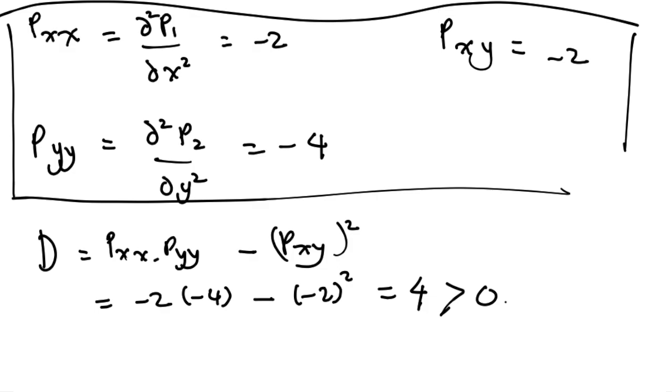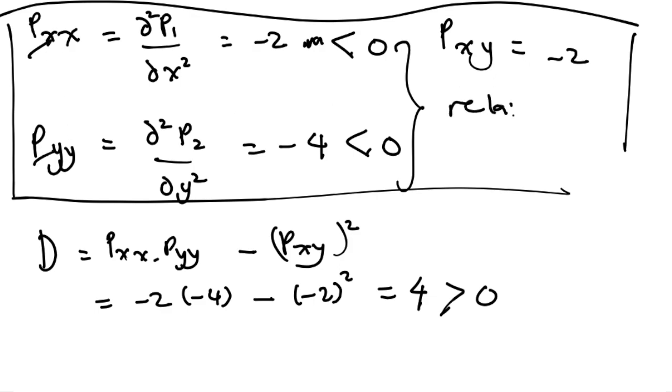Therefore, we can check whether it's relative maxima or relative minima. It's not a saddle point because D is greater than 0. When D is greater than 0, then we check pxx, we check pyy. You can see clearly pxx is less than 0, minus 2, less than 0. You can see clearly pyy is also less than 0 because it is minus 4, less than 0. So when the second derivative of these two is less than 0, that means we have relative maxima.